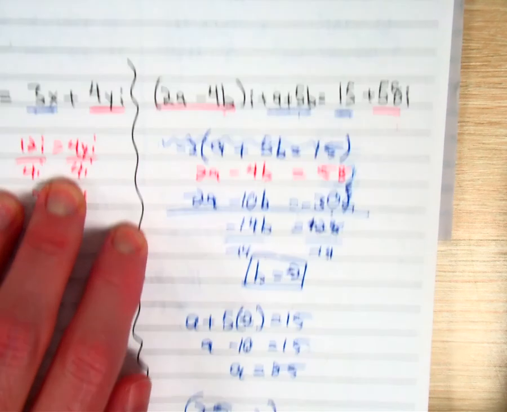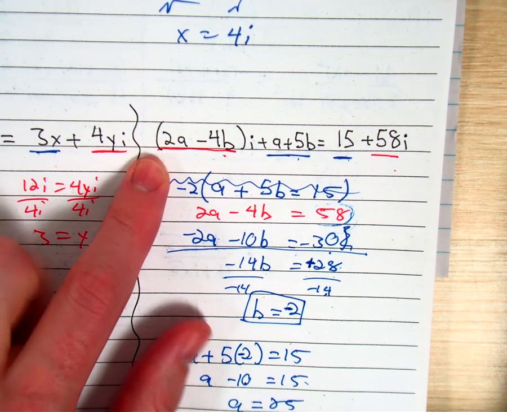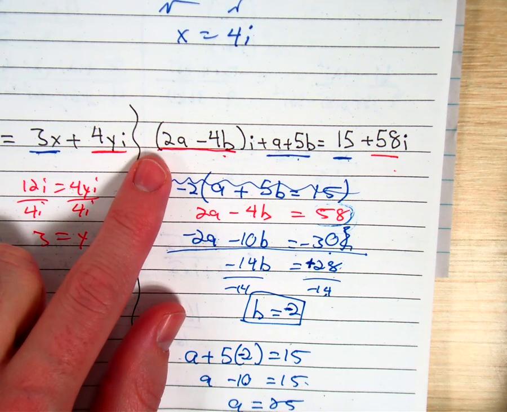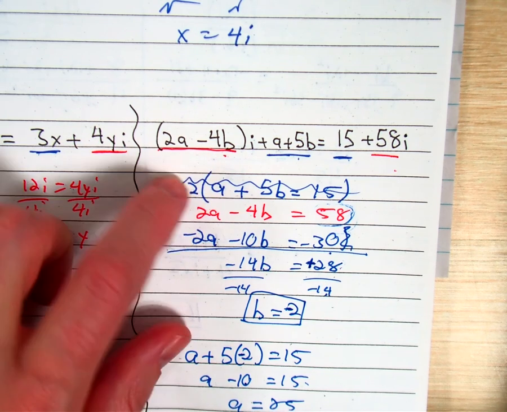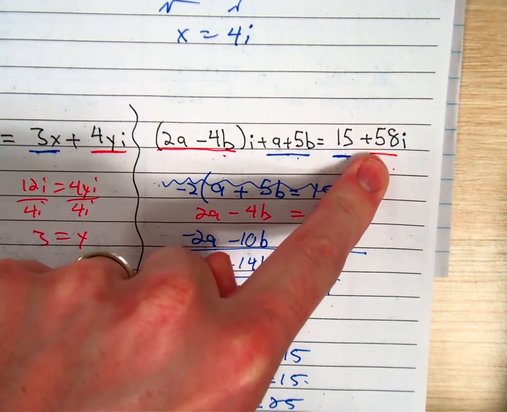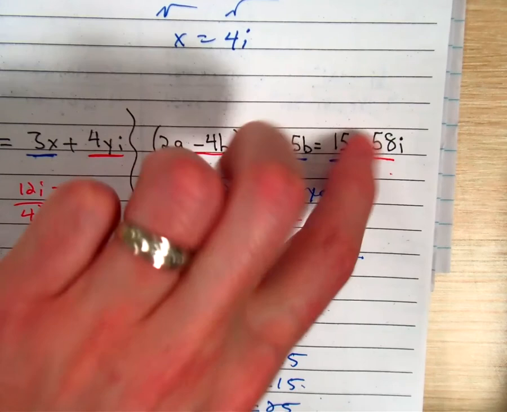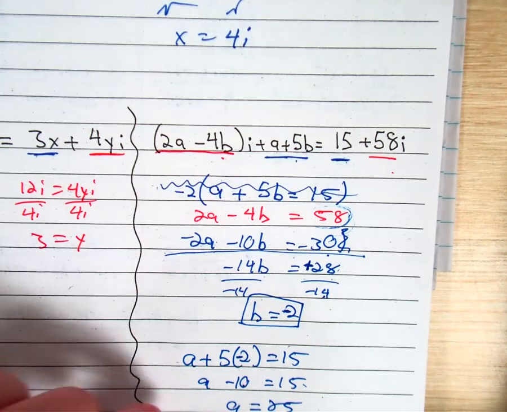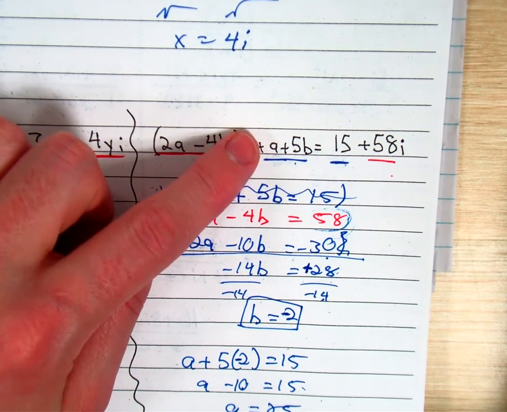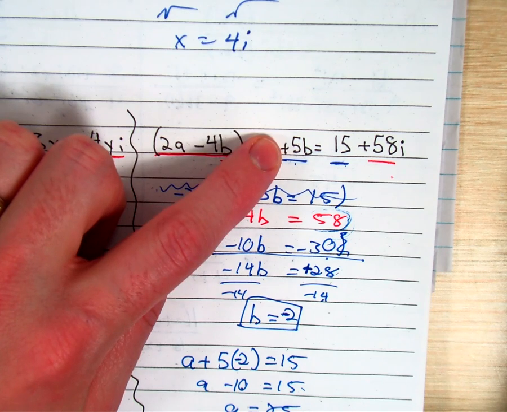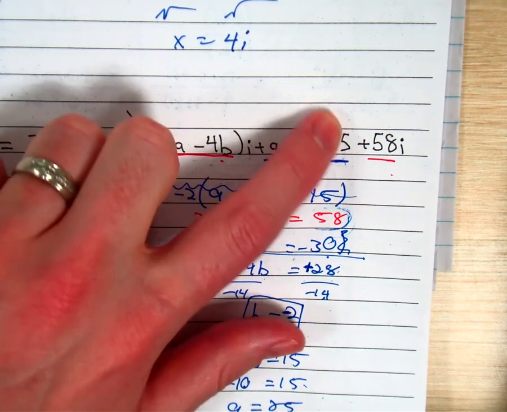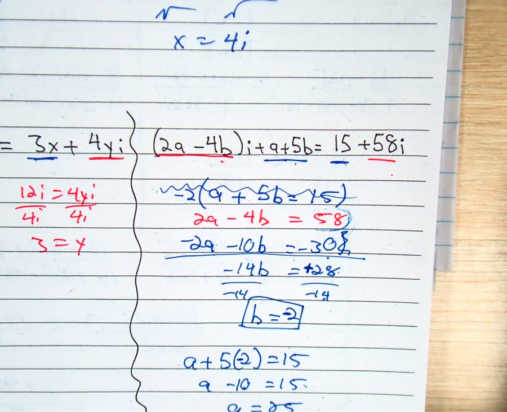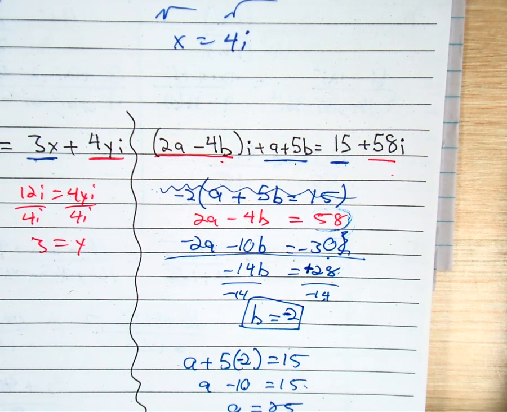Test it out. Make sure it works. 25 times 2, 50, minus 4 times negative 2, positive 8, 58i, even though they're not in the right order. 58i, 58i. Let's see here. We got 25, and then 5 times negative 2 would be negative 10. 25 and negative 10 is 15. Matches our regular 15. Whew, there it is, folks.